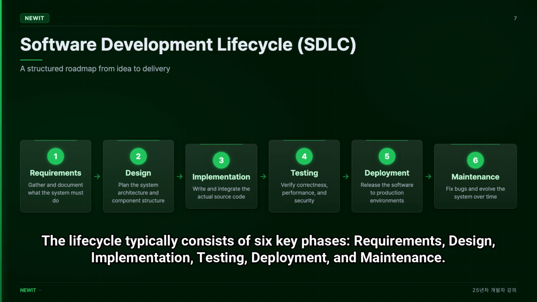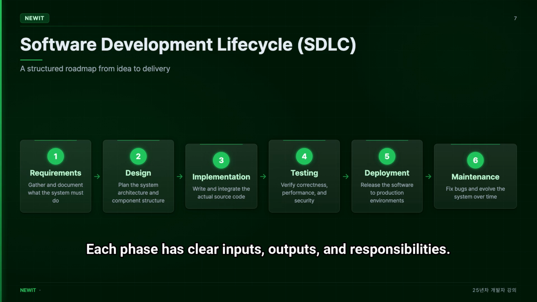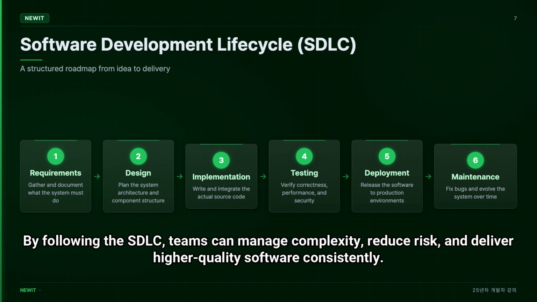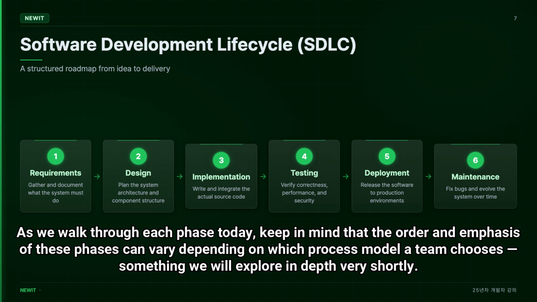The lifecycle typically consists of 6 key phases: requirements, design, implementation, testing, deployment, and maintenance. Each phase has clear inputs, outputs, and responsibilities. Without this structure, software projects tend to go over budget, miss deadlines, or fail to meet user needs. By following the SDLC, teams can manage complexity, reduce risk, and deliver higher quality software consistently. As we walk through each phase today, keep in mind that the order and emphasis of these phases can vary depending on which process model a team chooses, something we will explore in depth very shortly.